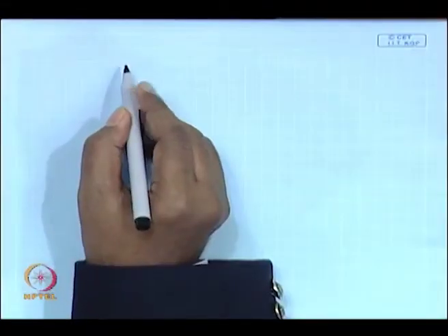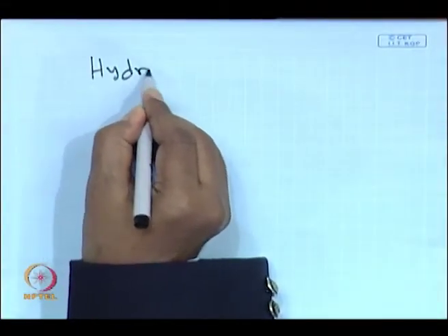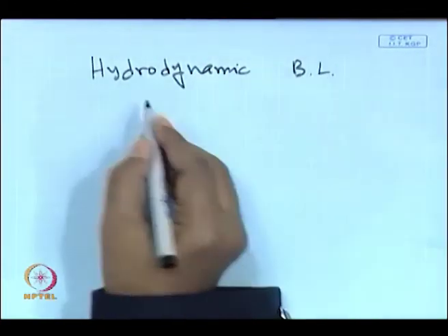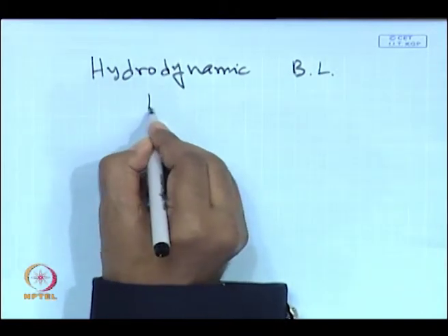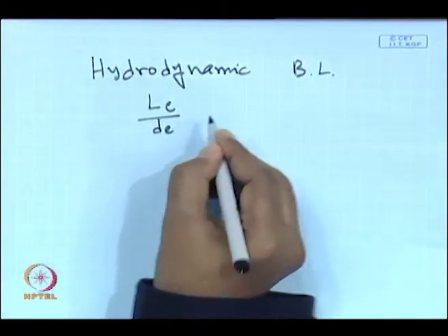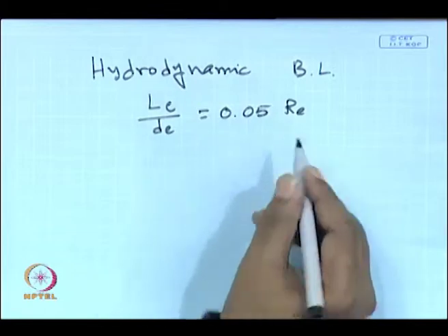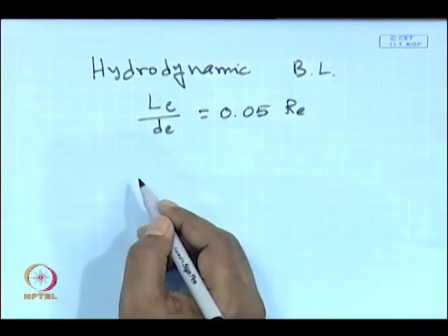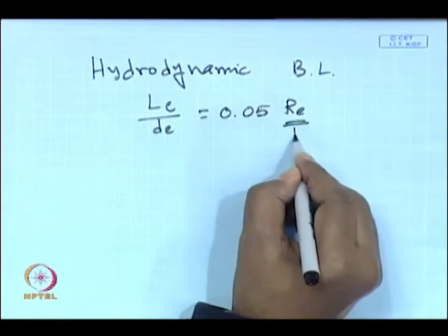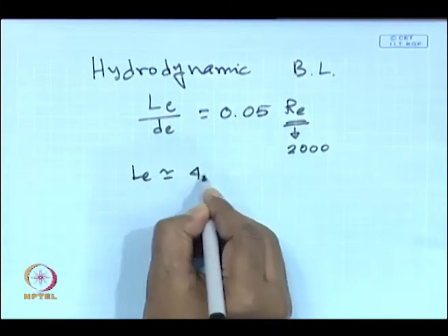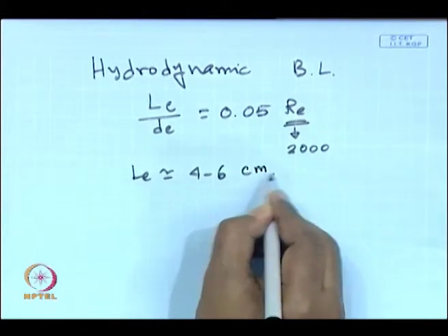If you remember the transport phenomena class that I took for you probably last year, if you talk about the hydrodynamic boundary layer, that means the velocity boundary layer, the entrance length is given as LE by D equal to 0.05 Reynolds number, right. Since in this case we are talking about a very thin channel, and the maximum Reynolds number under laminar flow condition will be around 2000 or 2200, the LE turns out to be 4 to 6 centimeter.